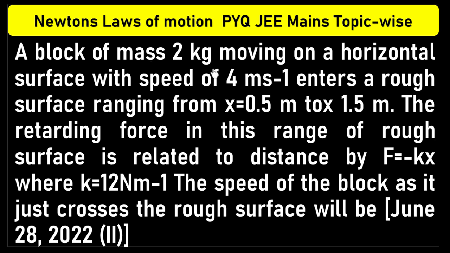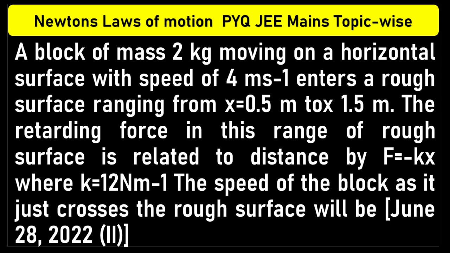A block of mass 2 kg moving on a horizontal surface with a speed of 4 meter per second enters a rough surface ranging from x equal to 0.5 meter to x equal to 1.5 meter. The retarding force in this range of rough surface is related to distance by F is equal to minus kx, where k is equal to 12 Newton per meter. The speed of the block as it just crosses the surface will be.